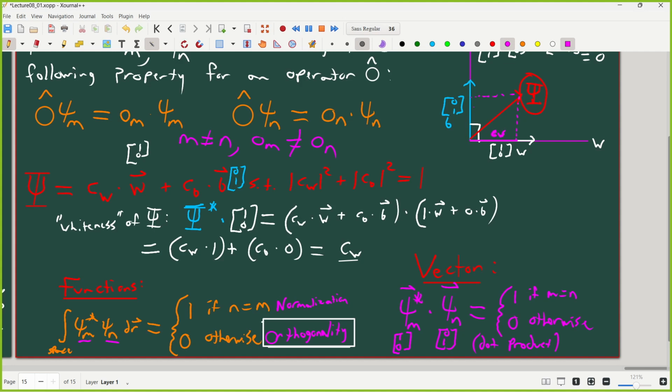And the y-axis, this projection on the black, is CB. Right? So the whiteness of a state is just dependent on how much it extends along the white axis. Right? And so now the question, of course, is what's the probability that you take the electron and see it white? Okay?